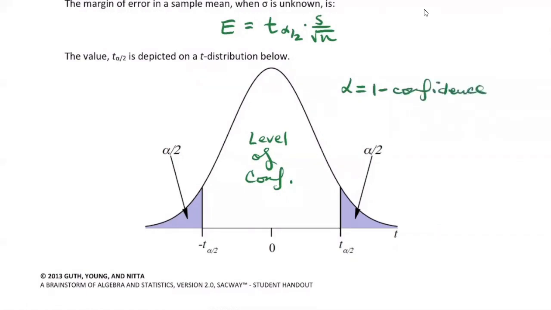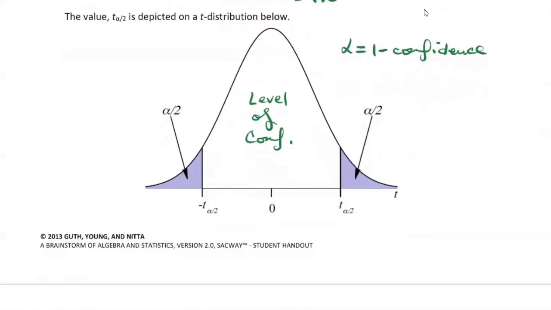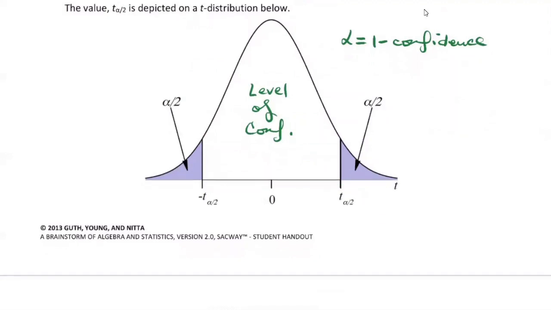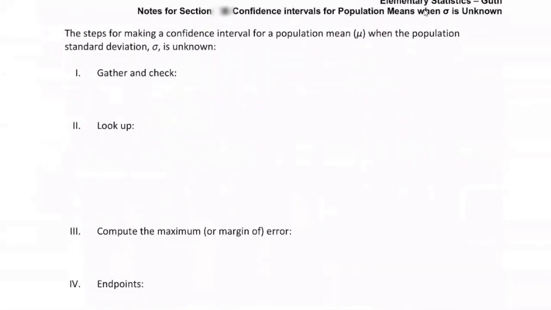And alpha over 2 is the area of the tails, and then your critical values are called T alpha over 2. It's just the number of standard errors that you have to go out to capture 95% of the population or 99% of the population. And those sample means that are captured will be within the margin of error of the population mean. Okay, so we can go ahead and just do examples now.